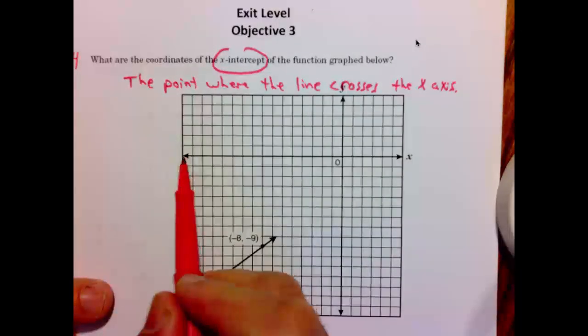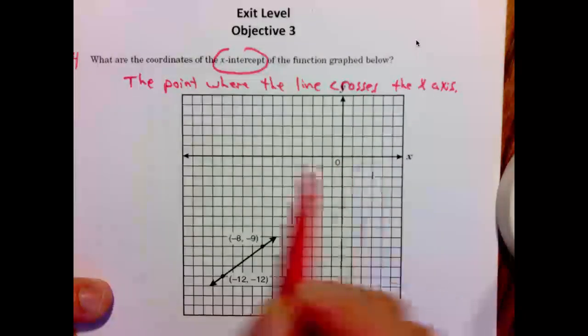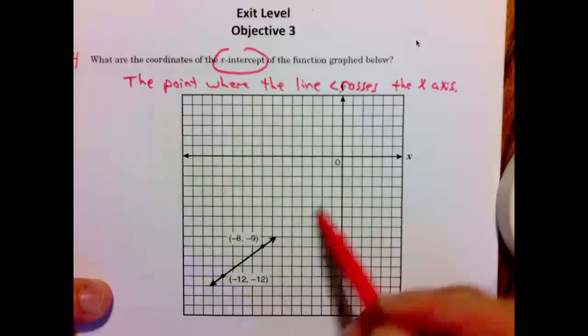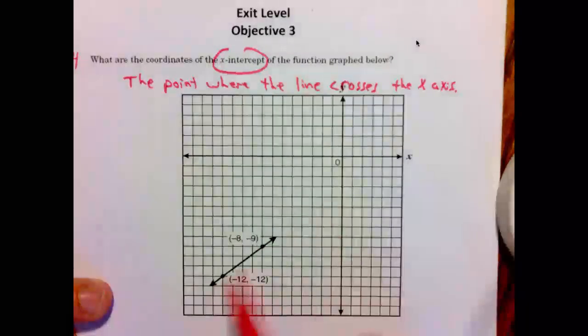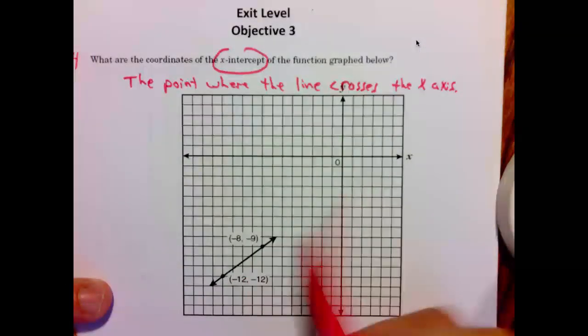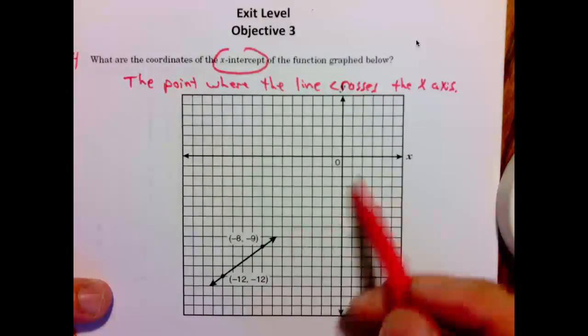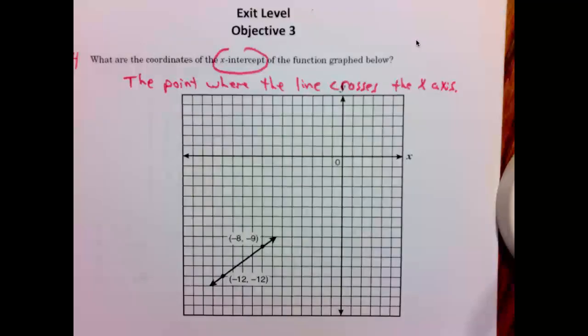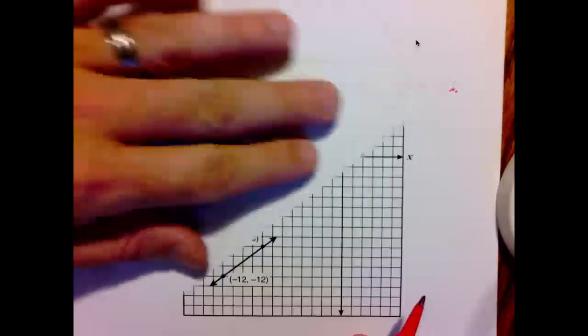Well, here is our x-axis, the horizontal axis. Here is our line. The problem right here is the line is not extended enough to touch it. We can see this arrow indicates it goes on forever. So we simply need to find where it touches it. I'm going to use a straight edge and extend the line.